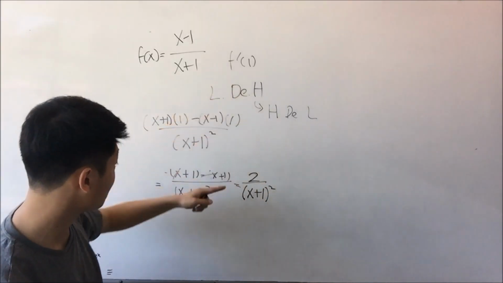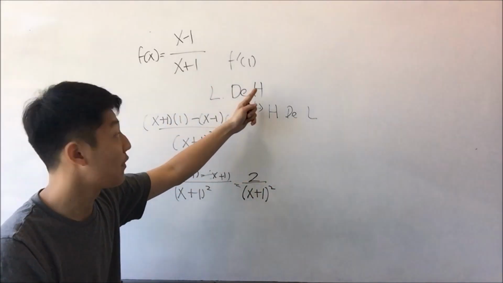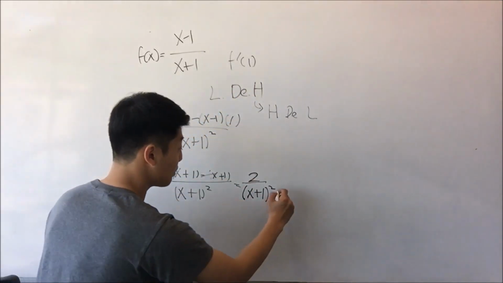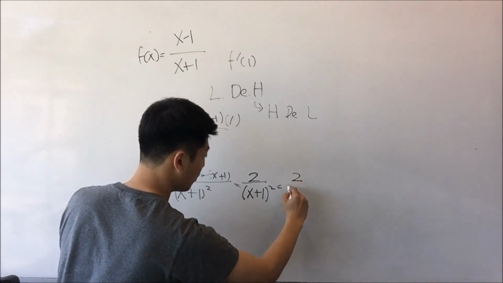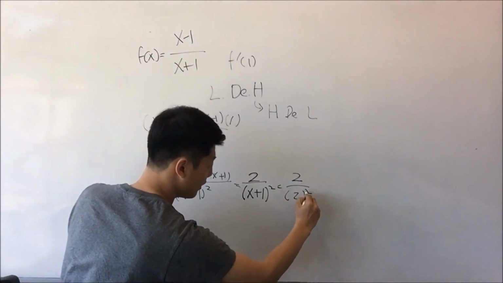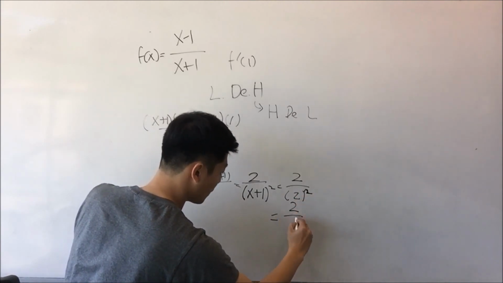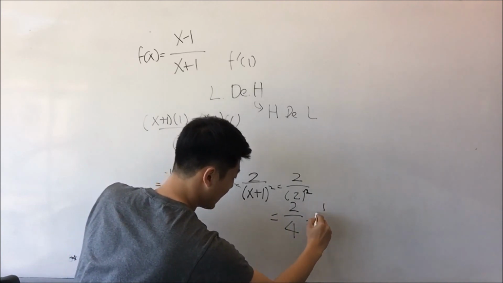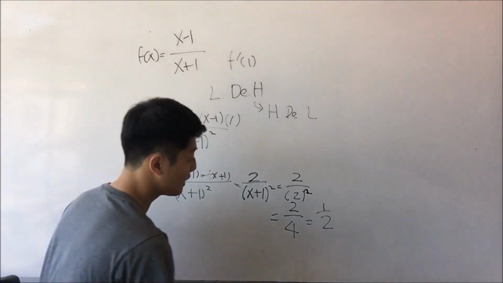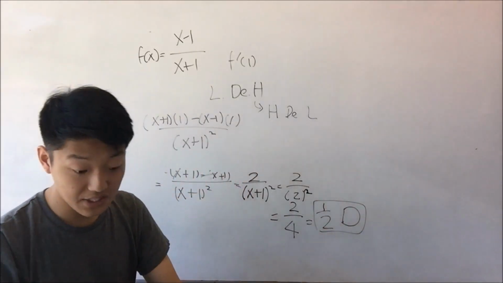This function is technically the f prime function, and we have to solve for f prime when x equals 1. So we just have to plug in 1, which will be 2 over 2 squared, which is equal to 2 over 4. And when we simplify, it will become 1/2. So the answer for that is D. So for number 6, the answer is D.